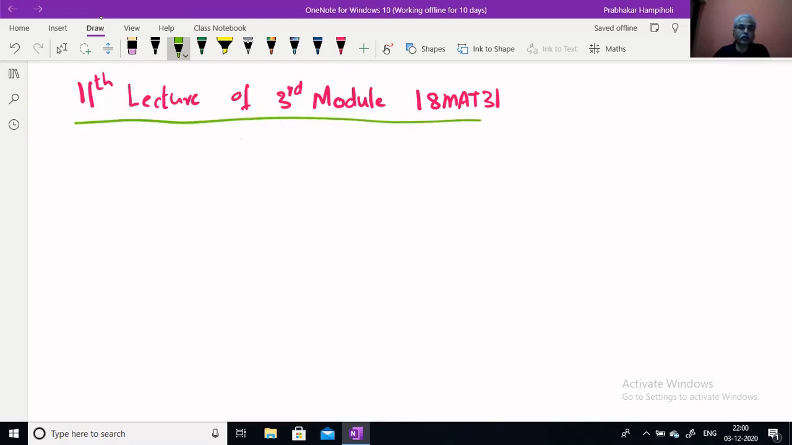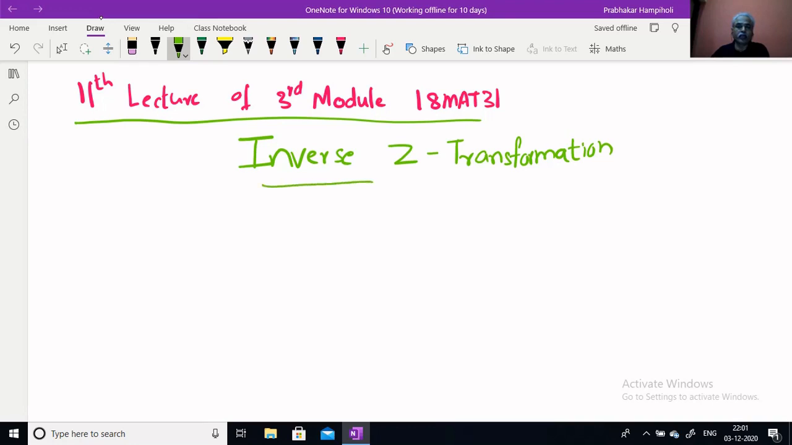Today is our very important topic. It is whatever we have learned, its inverse, that is, its reverse way. We are learning inverse Z transformations. In the last part of the last lecture, I just told that we'll be learning inverse Z transformations. So quickly, we shall recap some of the inverse Z transformations.